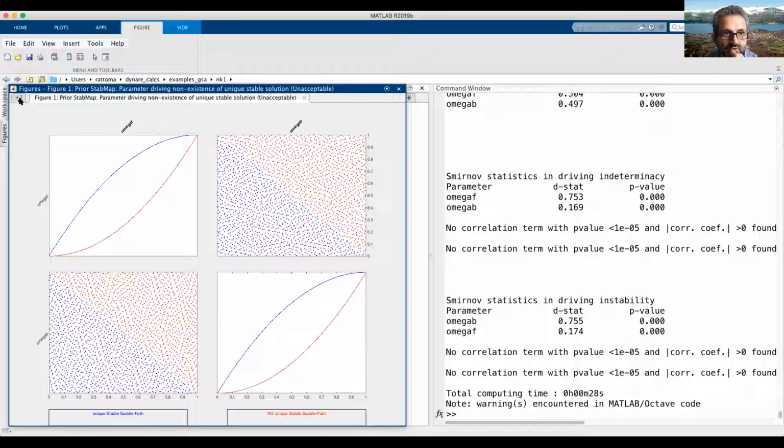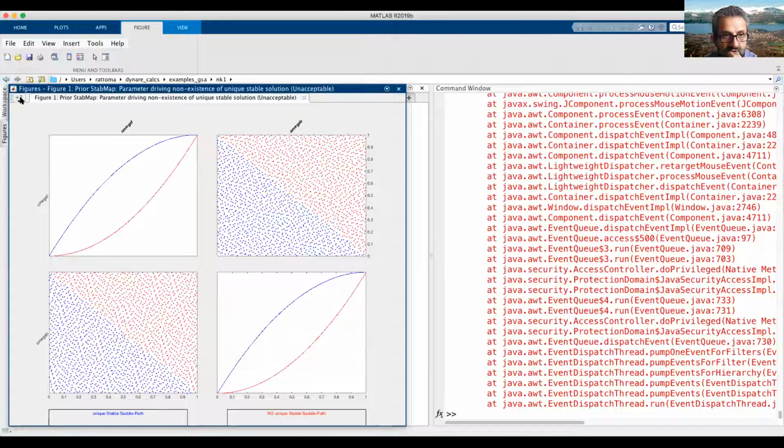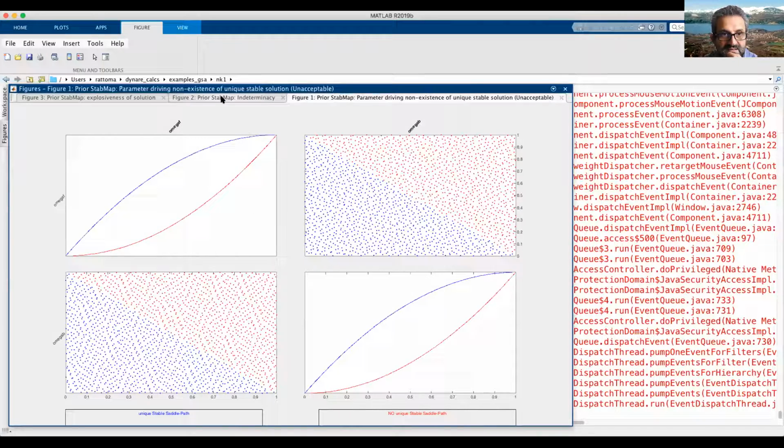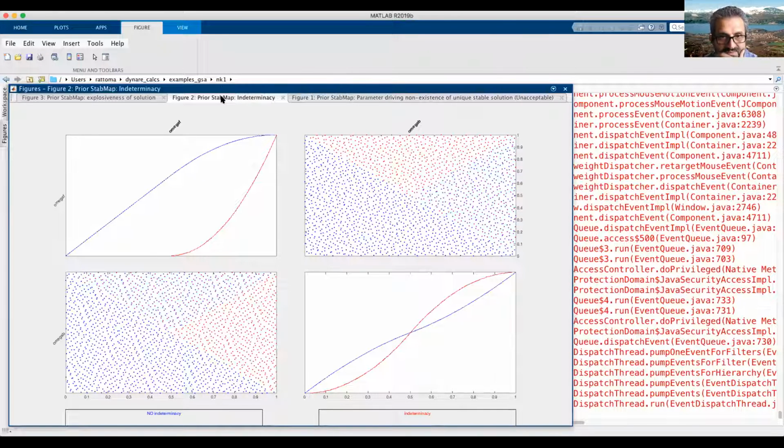Then if you go to other figures, where are the other figures? Oh, okay. I have to restart MATLAB, I think. No, okay, let me speak.